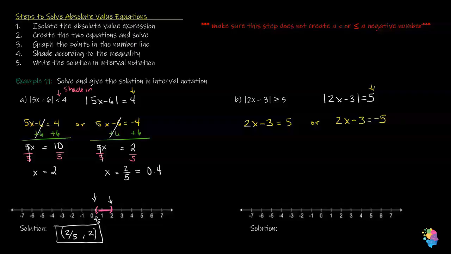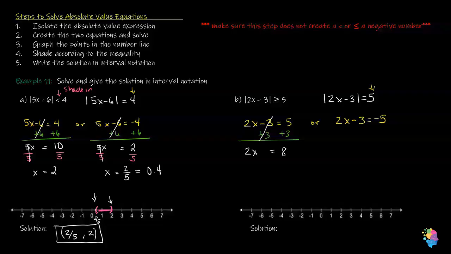Let's start solving. I add 3 to both sides. We first move anything that is being added or subtracted. From left to right, I get 2x. Minus 3 plus 3 gets eliminated. And on the right side, 5 plus 3 is going to equal 8.